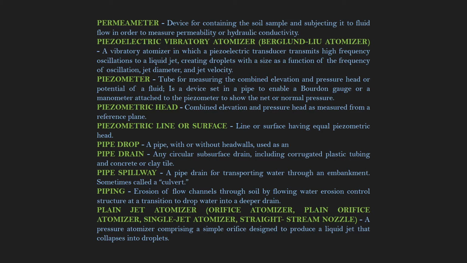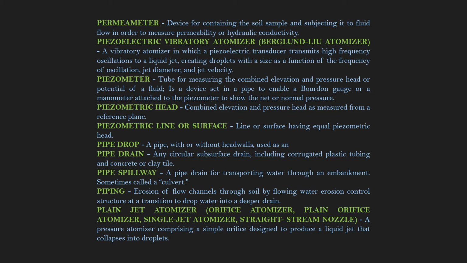Piezometer. Tube for measuring the combined elevation and pressure head or potential of a fluid; a device set in a pipe to enable a Bourdon gauge or a manometer attached to the piezometer to show the net or normal pressure. Piezometric head. Combined elevation and pressure head is measured from a reference plane. Piezometric line or surface. Line or surface having equal piezometric head.